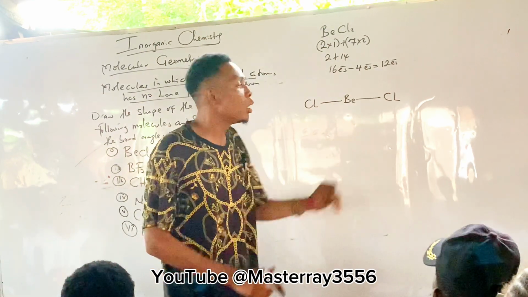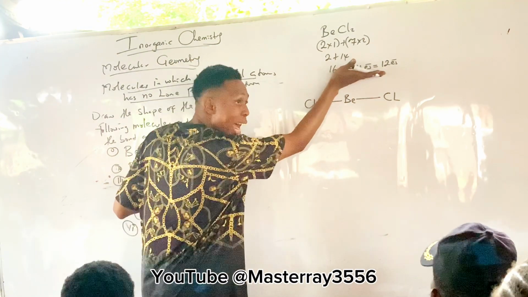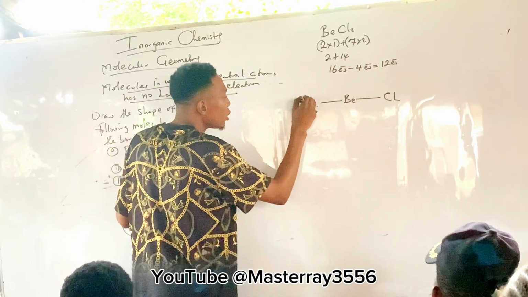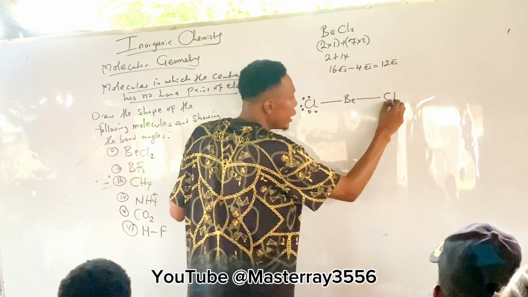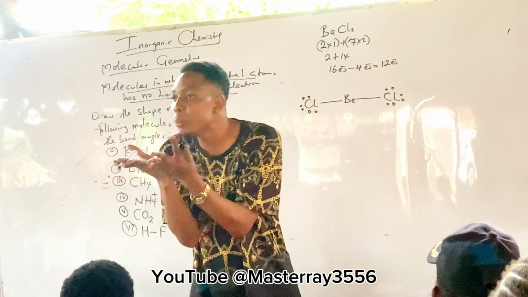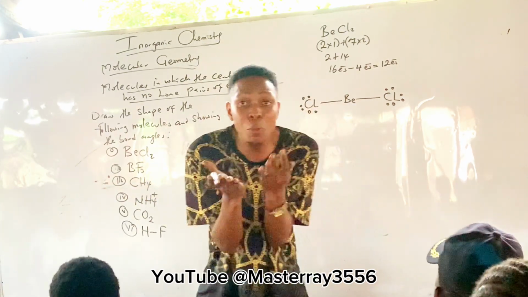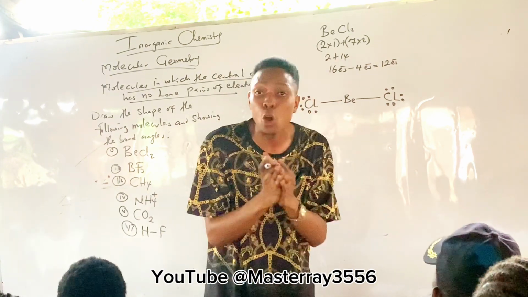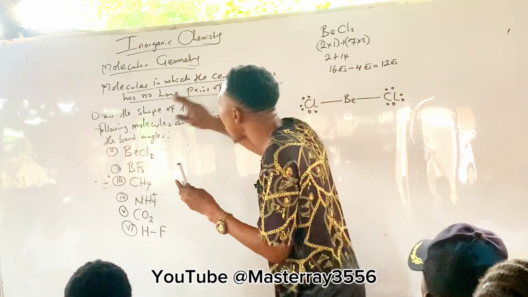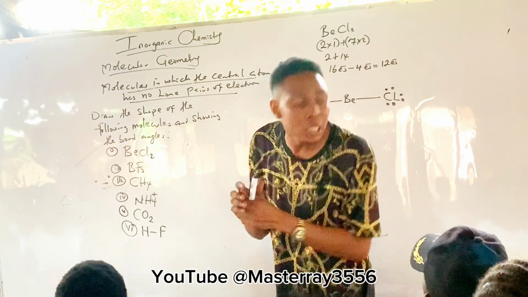So it is these 12 electrons that you are going to distribute. Please pay attention. We have it as 2, 4, 6, 8, 10, 12. Do I have any lone pairs left with me to give to the central atom? No. That is why it is called molecules in which the central atom has no lone pairs of electrons.